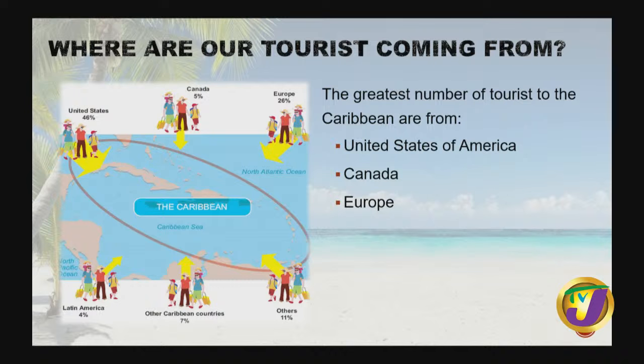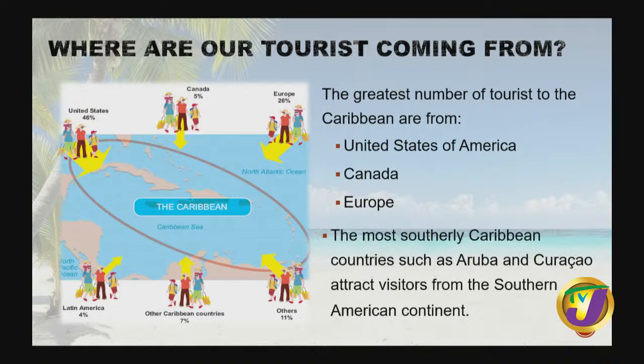We also have visitors coming into the Caribbean region from the south. These persons will more so find them in countries such as Aruba, Bonaire, and Curacao. We call them the ABC Islands. These islands will attract visitors from South American continent as well as those of the Caribbean region.